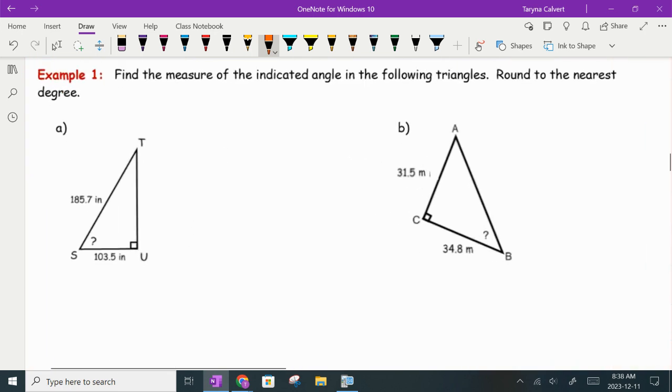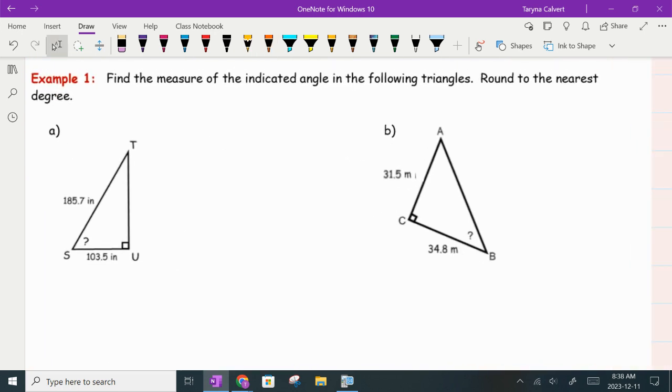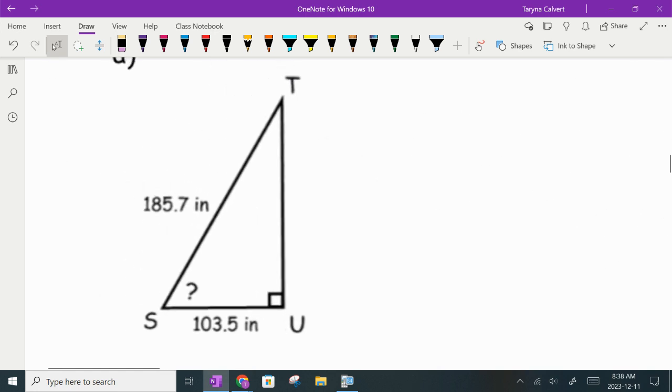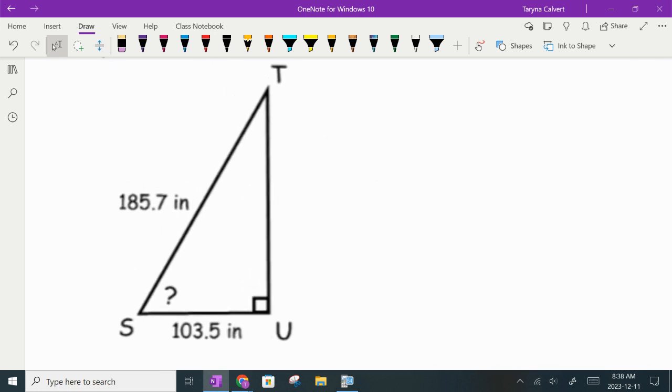So for example one, it says find the measure of the indicated angle in the following triangles, round to the nearest degree. If you have this triangle here, you have to figure out the formula that you're using. Last week, I gave you the formula so you knew which button to press on your calculator, but this is the baby steps to where you're headed. If I give you the triangle, does anybody know which formula they're going to use on this one? Any guesses? Sine, cosine, or tan?